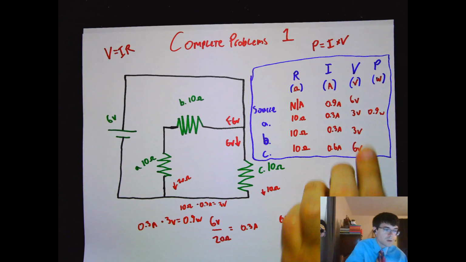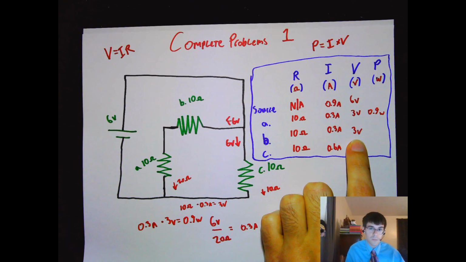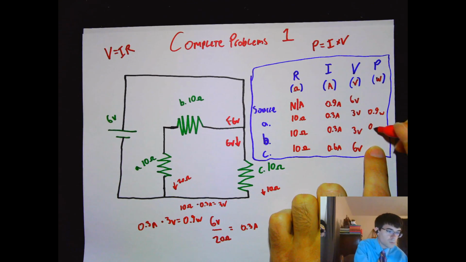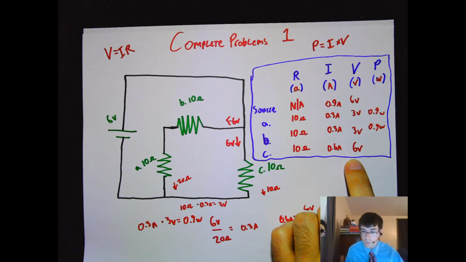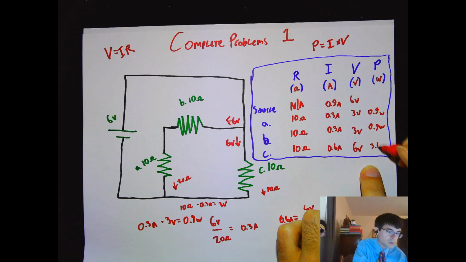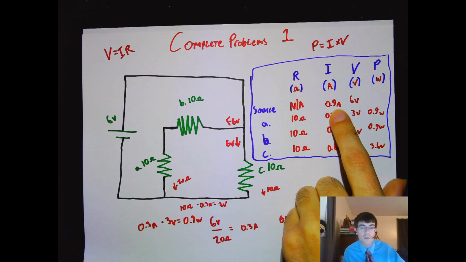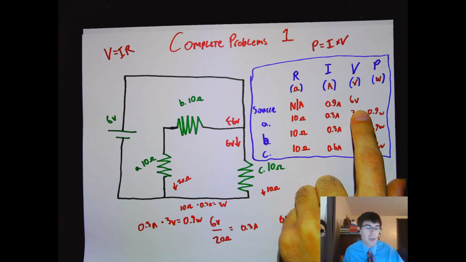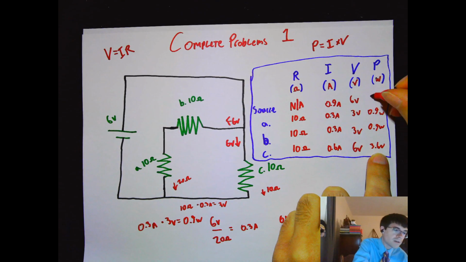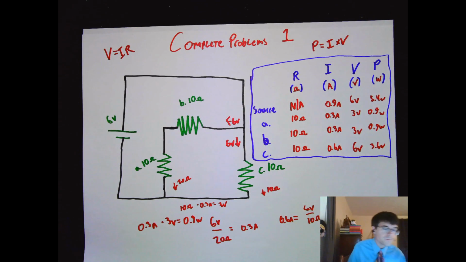Now, 0.3 times 3 is the same one here, so again, it's 0.9 watts. For the final one, it would be 0.6 times 6 volts, which would be 3.6 watts. And finally, the total current moving out of the battery is 0.9. The total voltage coming out of the battery is 6. 0.9 multiplied by 6 is 5.4 watts.